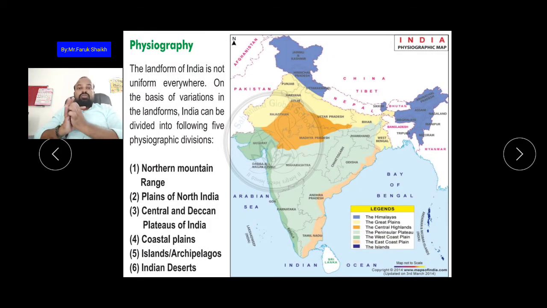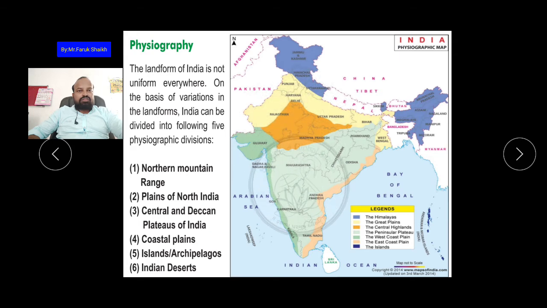Now let us see about the physiography, how India is physically. So here you can see the blue colors are given. So there is the Himalaya, part of the Himalaya. Okay, and this is the yellow color. The yellow color is the great plains, यानी कि वो मैदान है, plains, which are created due to the flow of the rivers. Then the orange color is the central highlands.